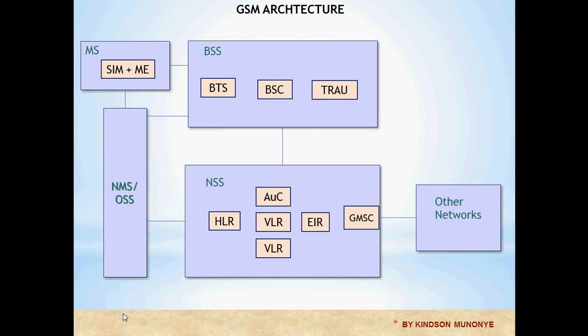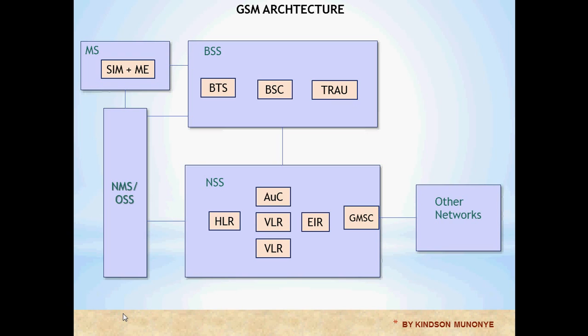We have the mobile station made up of the SIM, your SIM card, and the mobile equipment, your phone. It connects to the base station subsystem made up of the BTS, the base transceiver station, the base station controller, and the transcoding and rate adaptation unit. The BSS connects to the NSS, the network and switching subsystem. In the network and switching subsystem, we have some databases: the VLR, Visitor Location Register, the Home Location Register, the EIR, Equipment Identity Register, and also the Authentication Center.